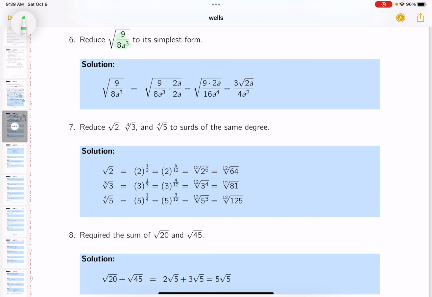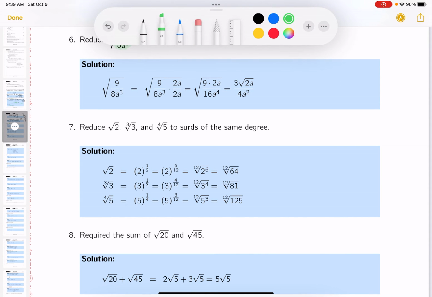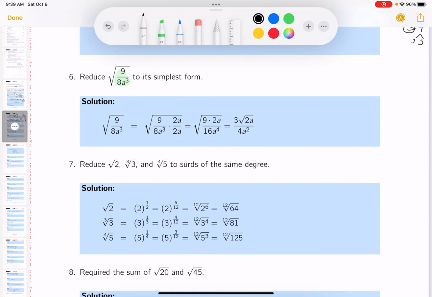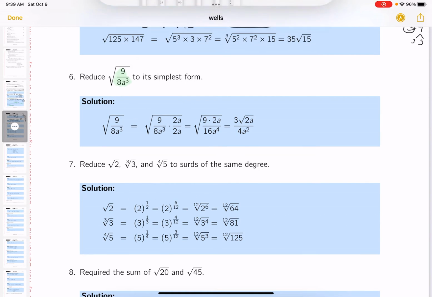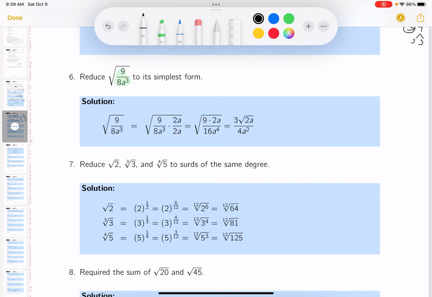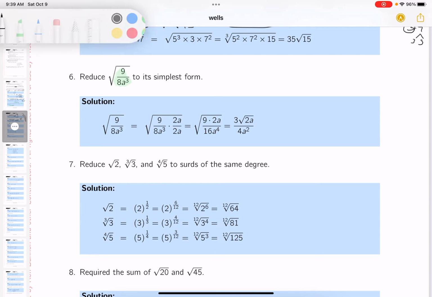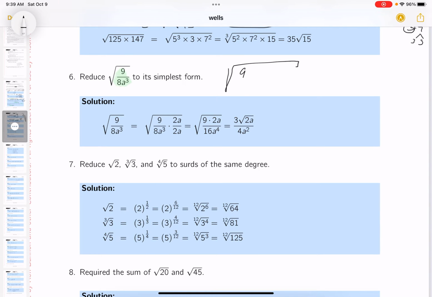But what I like to do is maybe simplify the fraction first to get it to look like a better perfect square for me, all right? So I'm going to write this over here. And get my palette back. I think I did it right. Let me get rid of that. So I'm going to write down the square root of 9 over 8a cubed.